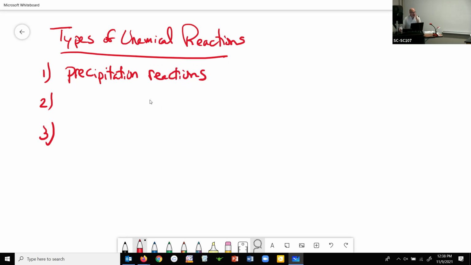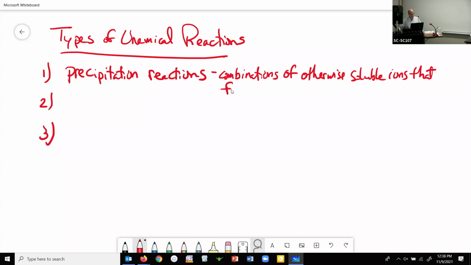So the first type of chemical reaction, precipitation reactions. These are combinations of otherwise soluble ions. These get together and form an insoluble, not soluble, precipitate.